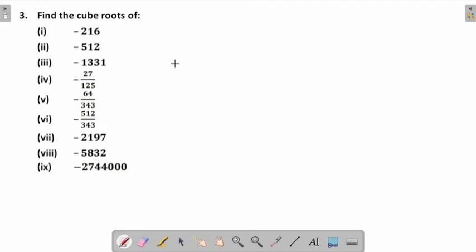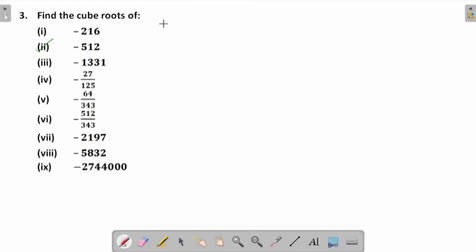Let's move on to the next one. The next one is also pretty simple. I'll just take one problem from here. Let's take this one, because just now we have seen the factorization of 512.